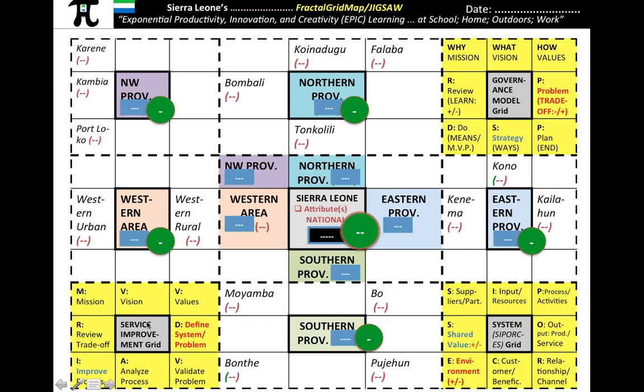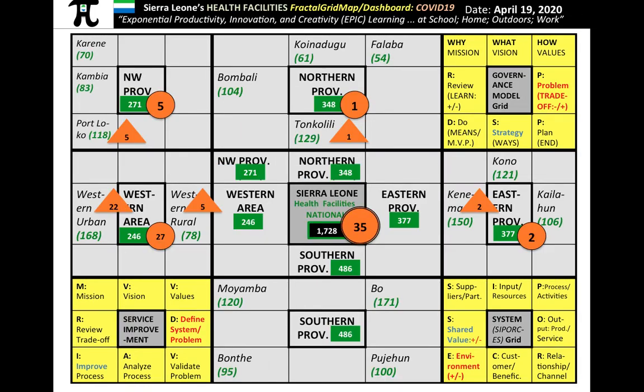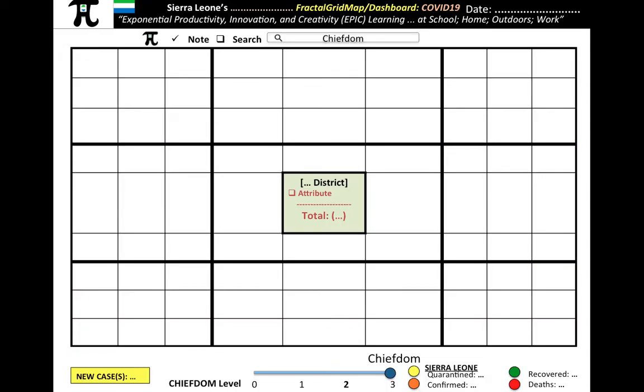You can look at the service improvement grid, which is more focused at managers, and the system grid is more for the operational staff. But all tools are interchangeable and you can use them. This is just to show what a fractal grid map of Sierra Leone looks like when it's complemented by tools for problem solving. And again, you can show both problem perspectives and solution perspectives on the same fractal grid, and you can show any other statistic such as schools or relevant information.